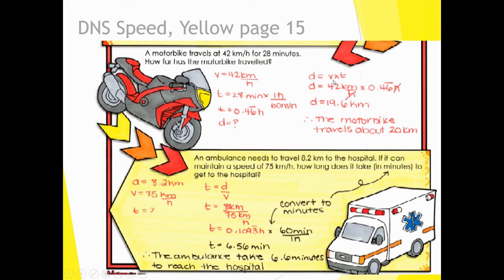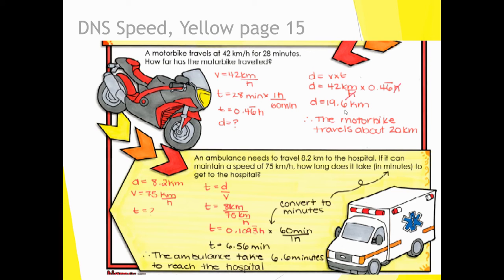So distance equals speed times time. So when we do that, we have 42 kilometers per hour, and the hours cancel here with our 0.46 hours. We end up with a distance of 19.6 kilometers. So therefore, the motorbike travels about 20 kilometers.